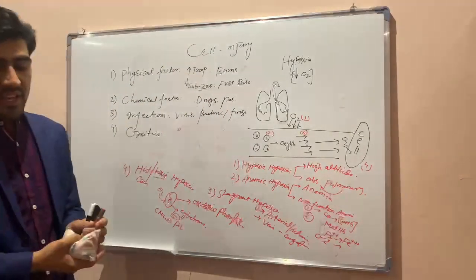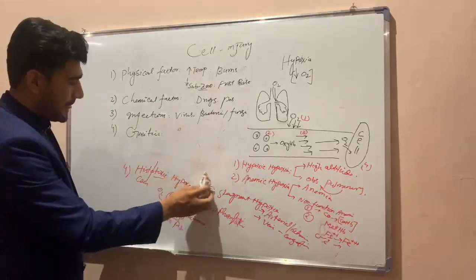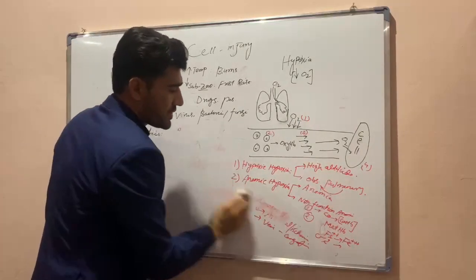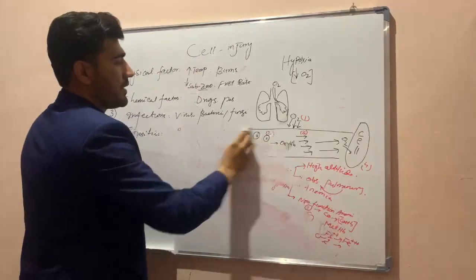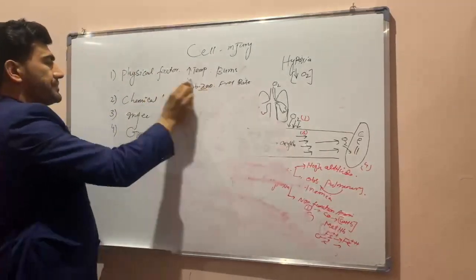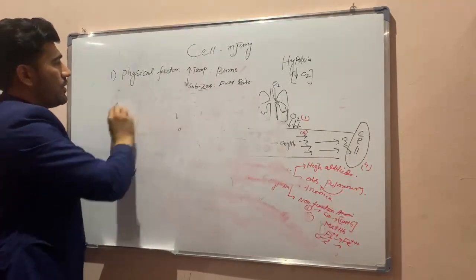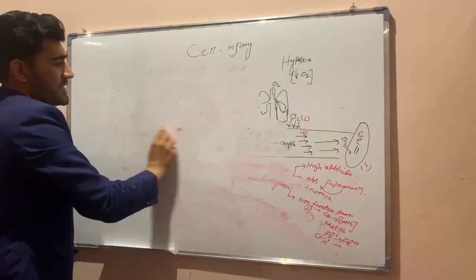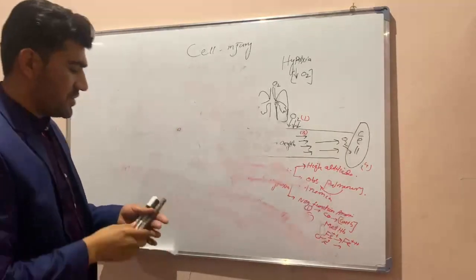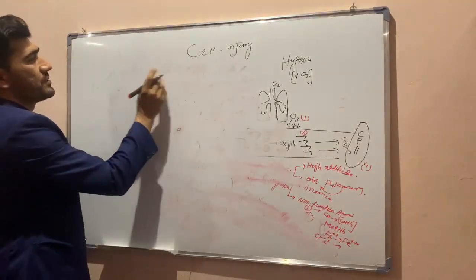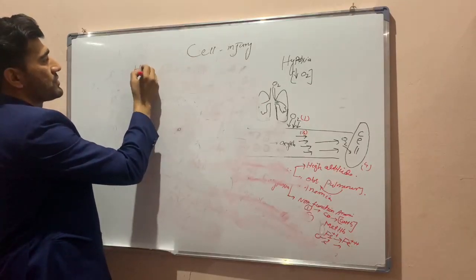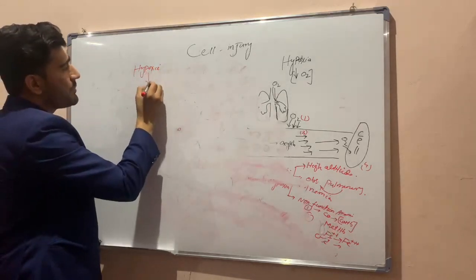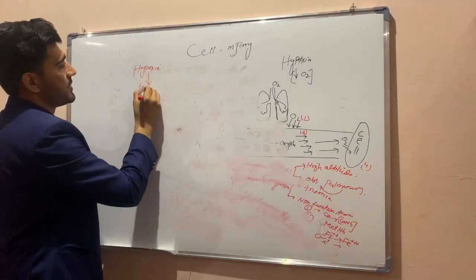So now we are coming to the other topic. If someone asks what is the most common cause of cell injury, we answer that the most common cause of cell injury is hypoxia. And the most common cause of hypoxia is ischemia.